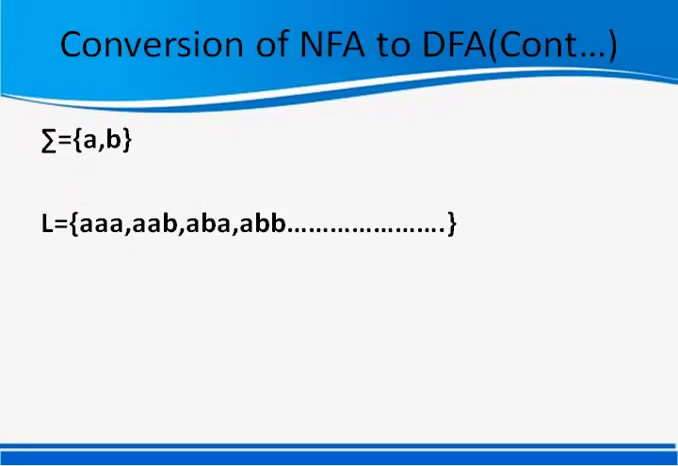So first we will find the sigma here, that is A and B. Here we have to accept strings like AAA, AAB, ABA and ABB and so on. Here the language L will be infinite. Here you can see the third last symbol in every string is A. And here we are not bothering about the second last and last symbol. It can either be A or B.